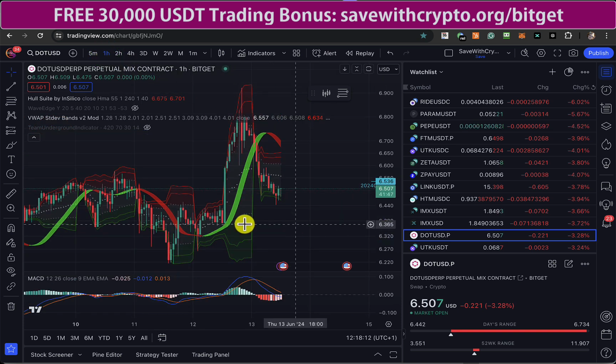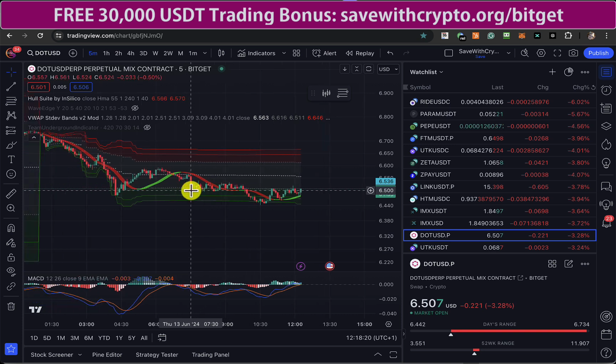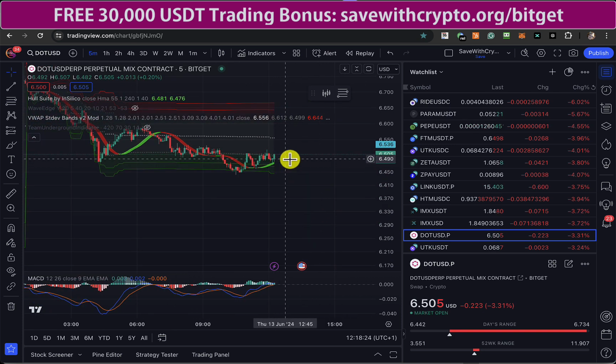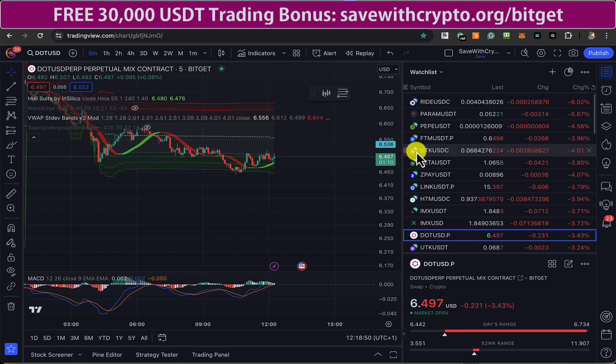Now the 1 hour to me looks like we're in a downtrend here and that could come down further. The 5 minute looks like we're in a short-term uptrend, but that could easily come down again, which is why I'm hoping the price will come down to whatever I set down there and fill my order. Okay, so it's 12:18 on Thursday the 13th of June, 2024. So let's leave that and see what happens.